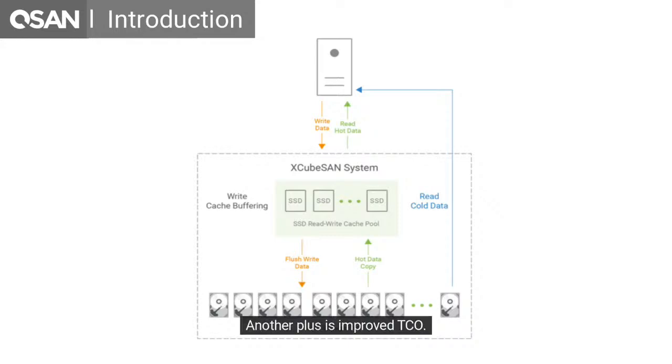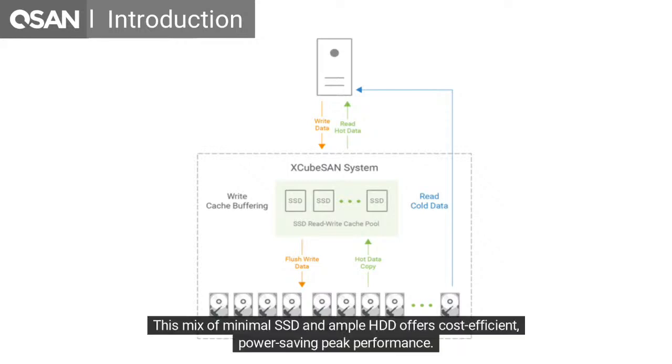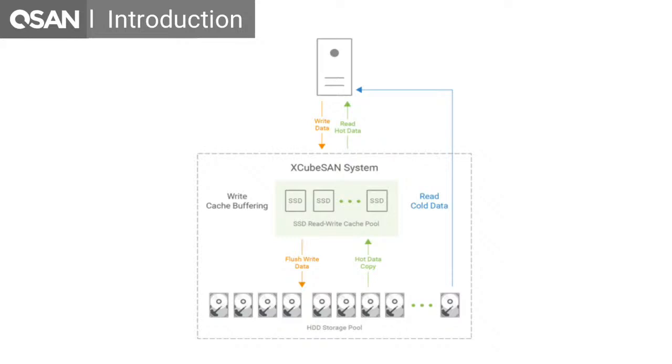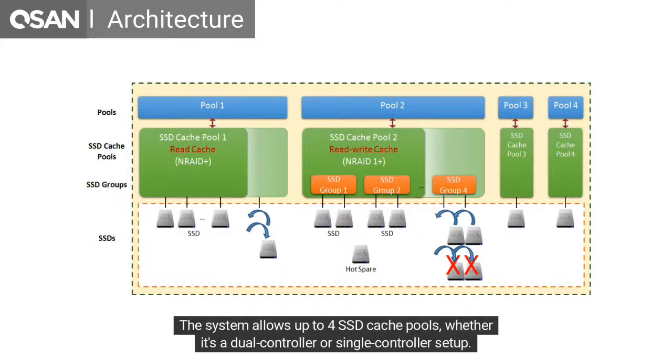Another plus is improved TCO. SSD cache moves hot data to SSDs in chunks, allowing low-cost, high-capacity HDDs to handle most IOPS after cache. This mix of minimal SSD and ample HDD offers cost-efficient, power-saving peak performance. An SSD cache pool provides capacity for dedicated storage pool (SSD cache) usage. The system allows up to 4 SSD cache pools, whether it's a dual controller or single controller setup.